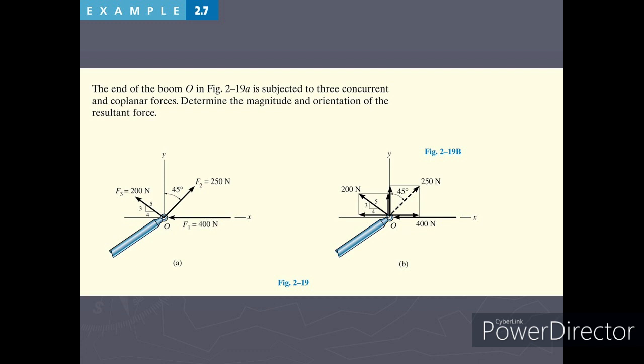Now, here we have a boom, which is acted upon by 3 concurrent and coplanar forces, F1, F2, F3. We are to determine the magnitude and orientation of the resultant force. First thing you need to understand, the magnitude means the scalar form of the resultant force, and the direction is the angle. So you can do it in 2 ways. You can still use our first method, the parallelogram rule and the triangle construction. But that will take a lot of time, most especially when you have 3 forces.